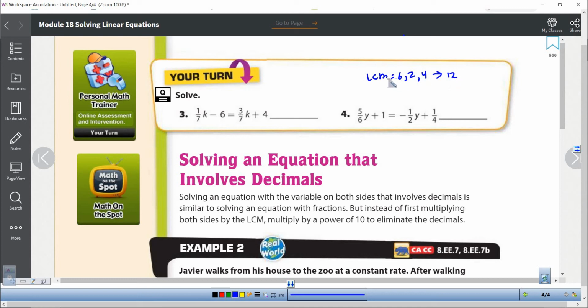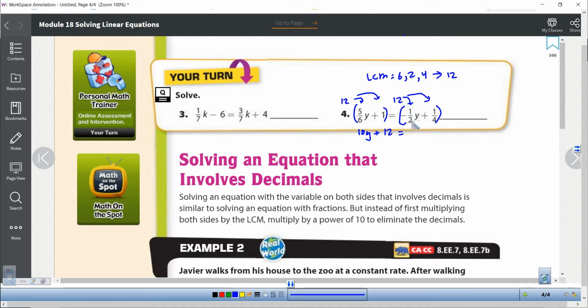So 12 is my least common multiple, or in this case, if I were finding the denominators, it would be the least common denominator. So what am I going to do? I'm going to multiply everything by 12. I'm multiplying both sides by 12, but that involves me using the distributive property here. All right. Now again, I've got 12 divided by 6. Well, 12 divided by 6 is 2. So this part becomes 10y right here. Well, there's no denominator here, so I get 12 times 1 is 12.